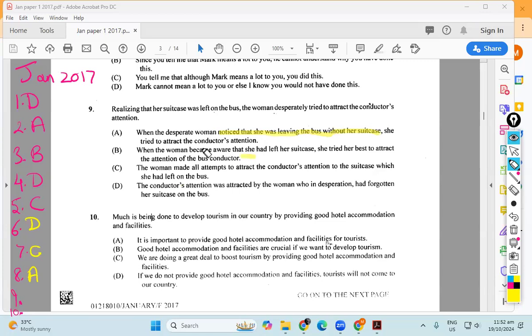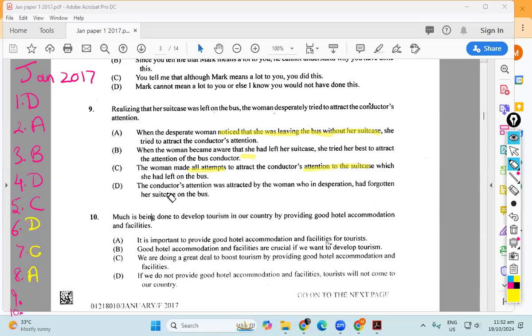Yes, good. "When" is the same as "realizing." So this is the answer most people chose for 9. Let's look at C. The woman made all attempts to attract the conductor's attention to the suitcase, which she had left on the bus. All attempts is different from desperately tried, and his attention to the suitcase is different from she was trying to get his attention, right?